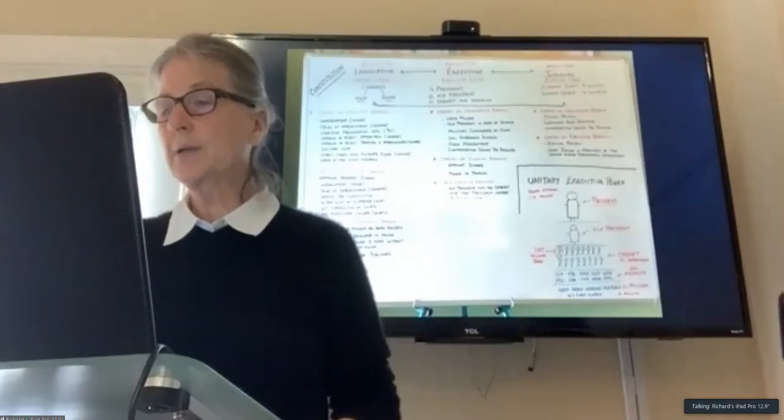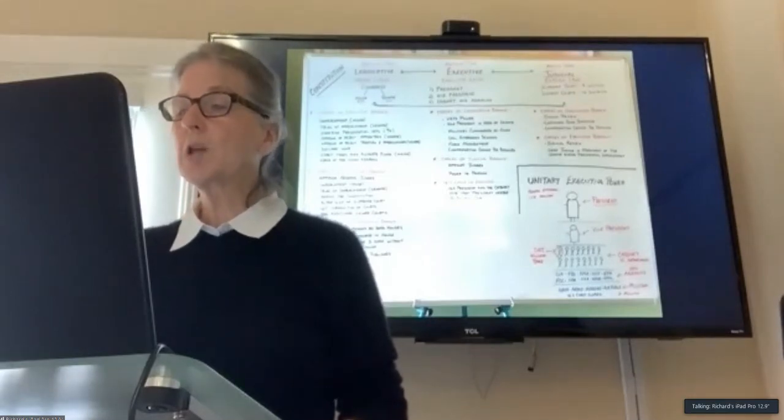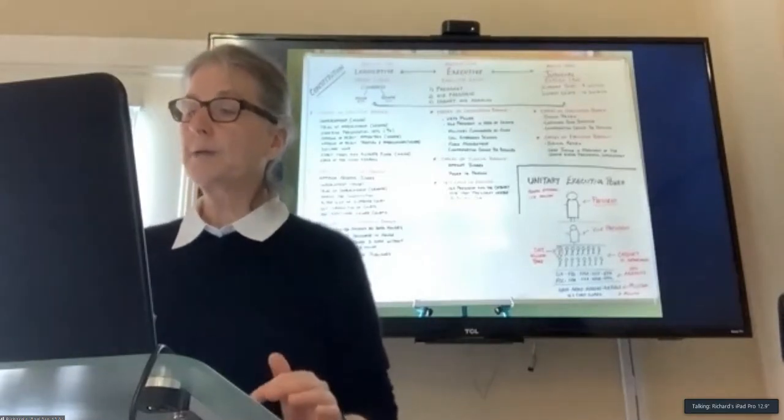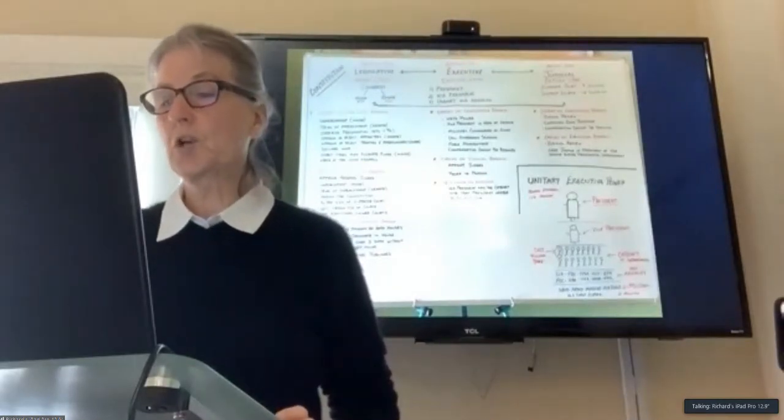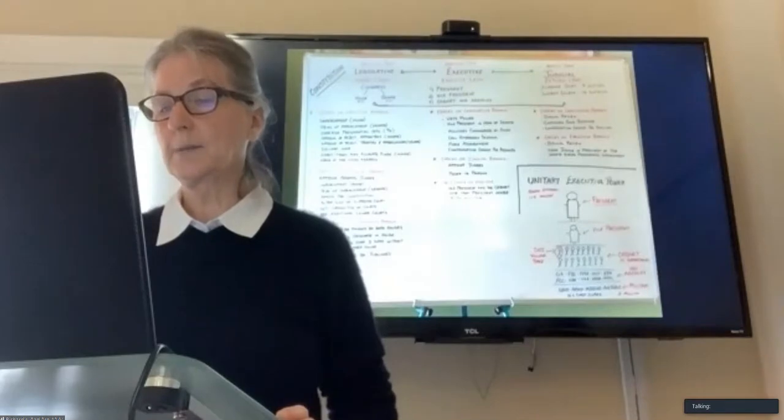President Clinton tried to convince Congress to pass a line item veto act in 1996, and the Supreme Court struck that down in 1998.